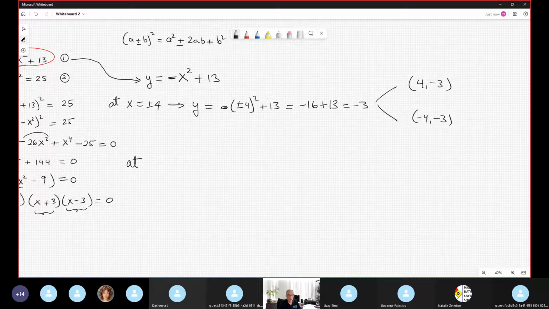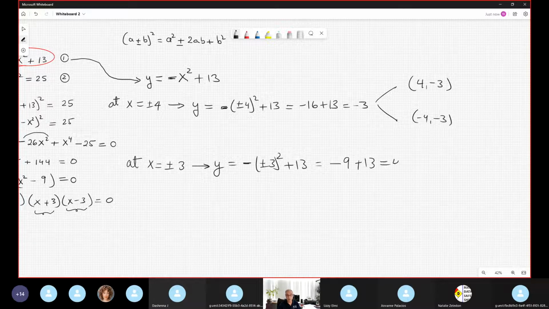And likewise, at x equal plus or minus 3, exactly the same: minus plus or minus 3 squared plus 13. It's minus 9 plus 13, which is positive 4. Now we have 2 points. We get the point 3, 4 and negative 3, 4. Okay, and this is the answer.